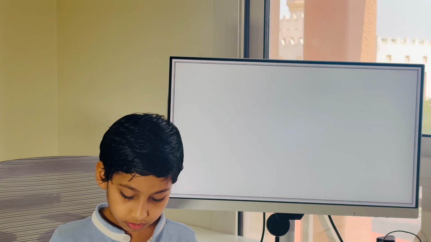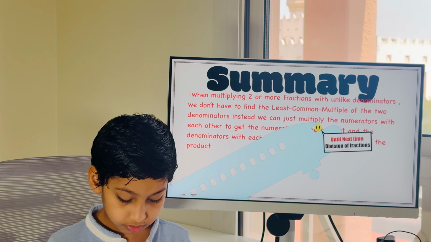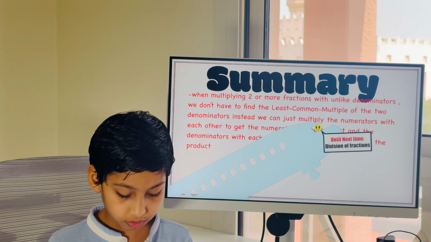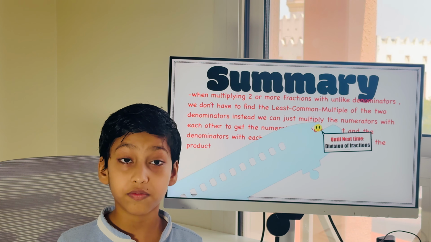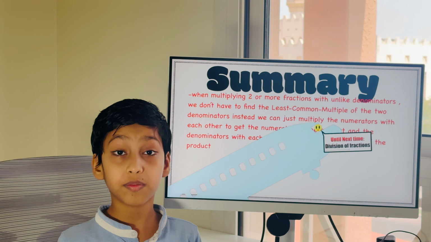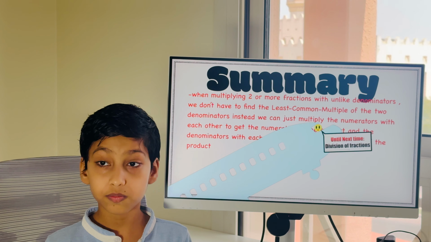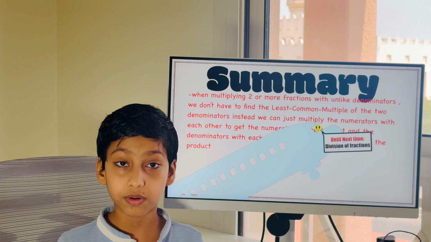So here's the summary. When we're multiplying two or more fractions with unlike denominators, we don't have to find the least common multiple. Even if we find the least common multiple, it's correct, but it's much easier to solve by just multiplying the numerators and the denominators. And you can also simplify the answers in some cases. So that's all how you multiply two or more fractions.